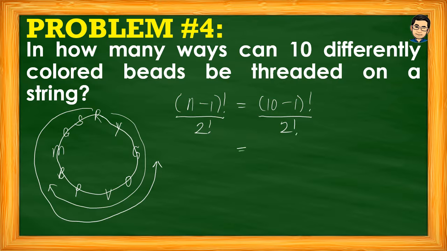So, 10 minus 1 is 9 factorial all over 2 factorial. So, 9 factorial is 362,880. Di-divide natin sa 2 factorial, that is 2. So, yung number of ways na pwede nating i-thread yung 10 differently colored beads is 181,440.